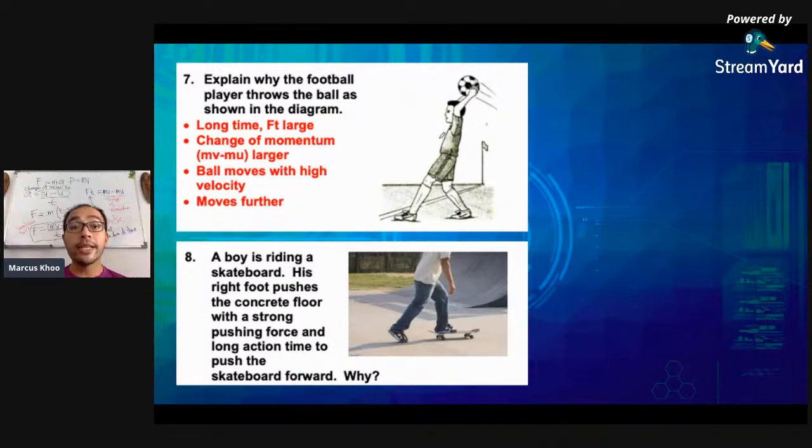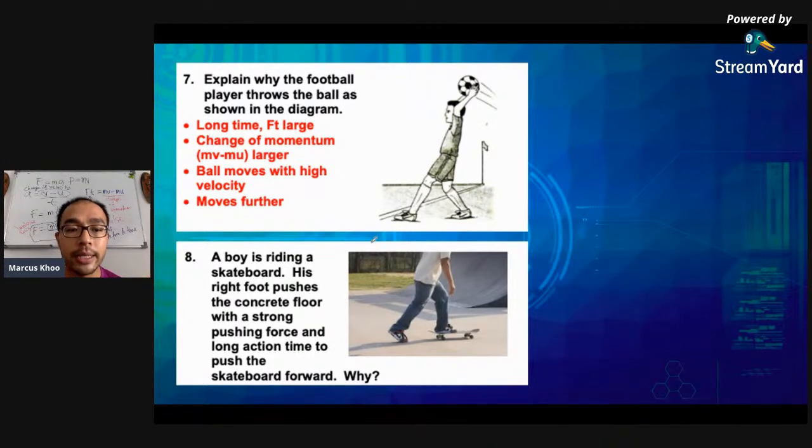It's a different case if you throw from the chest, like in netball, but you're still doing the same thing. You're applying force on the ball over a big amount of time. Big force, big time, big impulse, go further, because the change of momentum is larger.